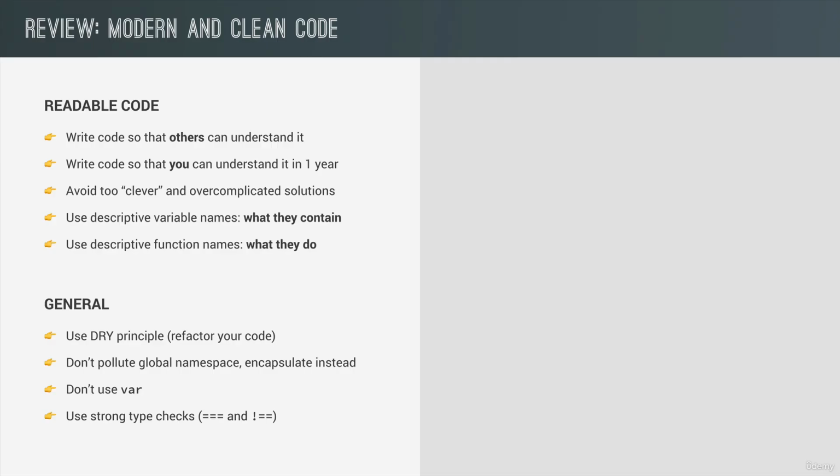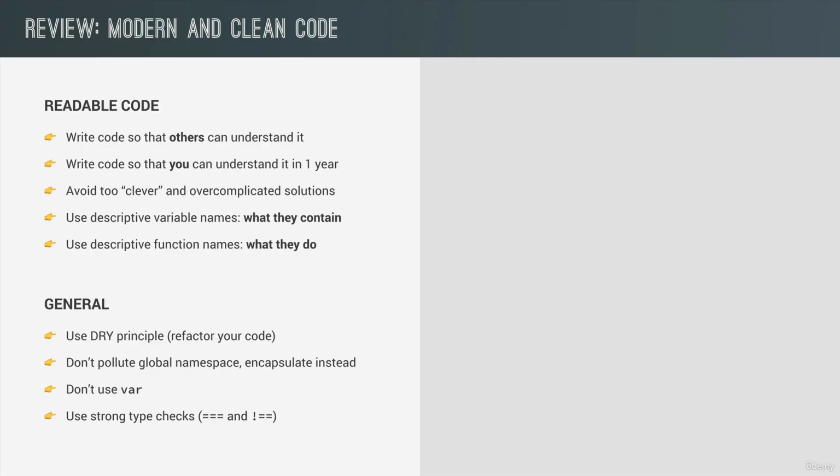Also, you shouldn't use var for declaring variables, right? I've mentioned this one many times in the course, so by now you already know that you should always use const, and only if you want to change any variable, then use let, but never var. And finally, you should always use strong type checks. So always use the triple equals over the simple double equals, which does not perform type checks.